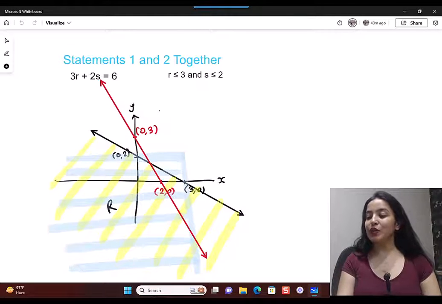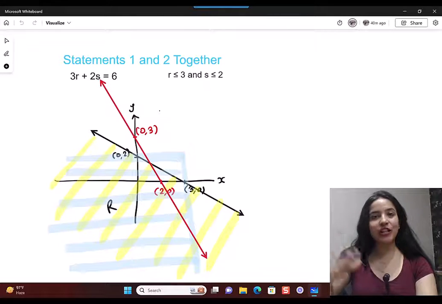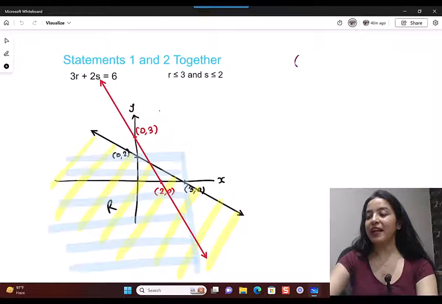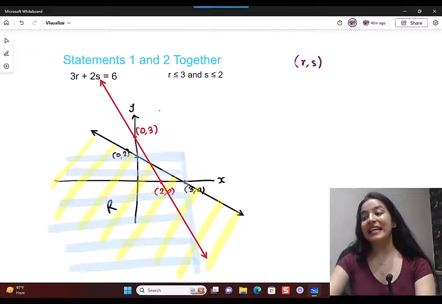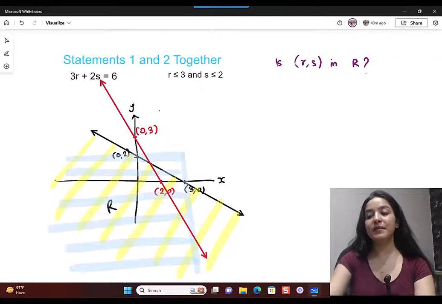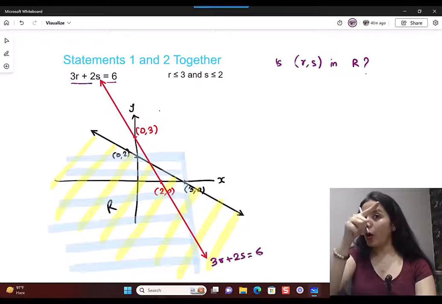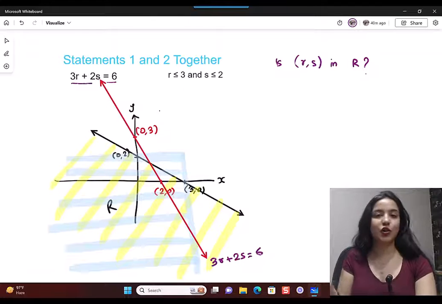So the black line was the original line that you had, 2x plus 3y equals 6. The yellow region is what we were given in the question. Then we wanted to find whether R, S is in region R, the yellow region, or not. From statement 1, we found that all of the points R, S lie on this red line that you see. This is 3R plus 2S equals 6. All points lie on the red line. We saw this is not enough to tell whether it's in the yellow region or not.